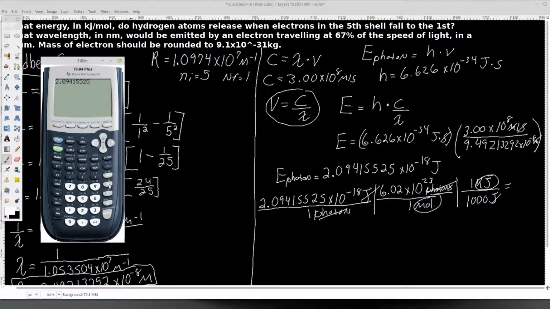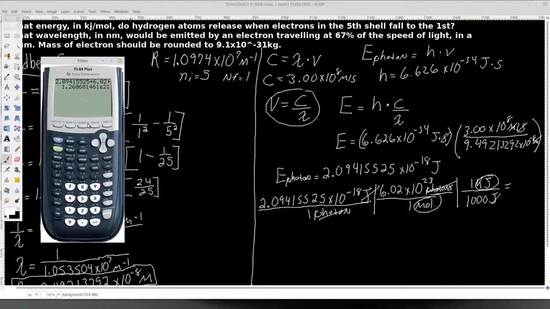Oh wow, this is a long problem, I told you. Times 6.02 times 10 to the 23rd times 1, which is not necessary, divided by 1, not necessary, divided by 1, not necessary, but divided by 1,000, totally necessary. And that finally gives me that number right there.